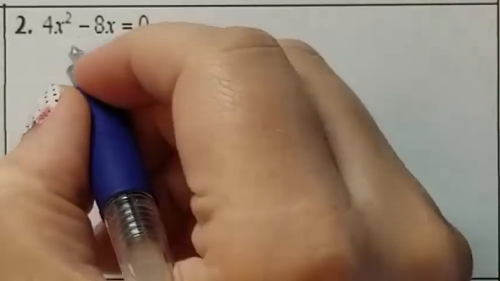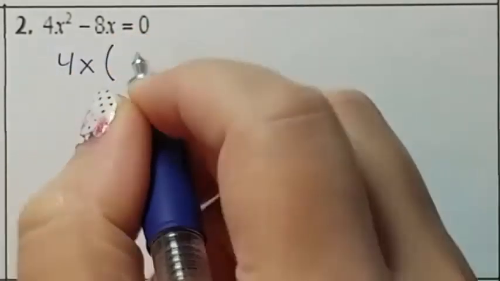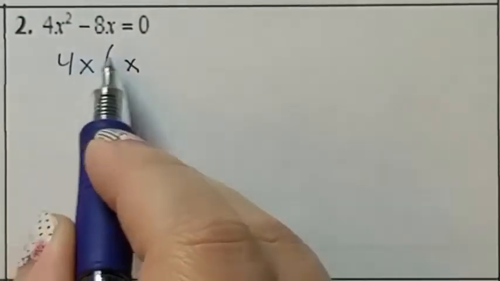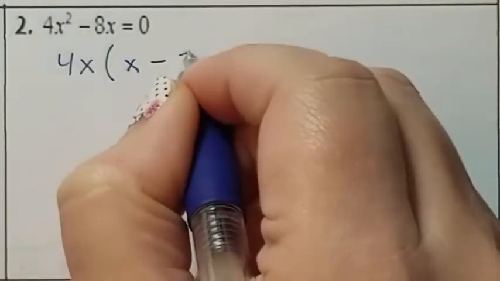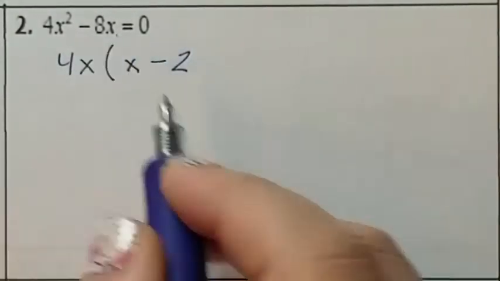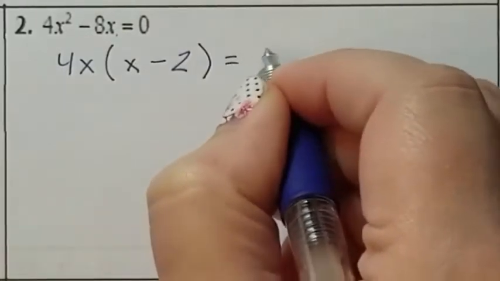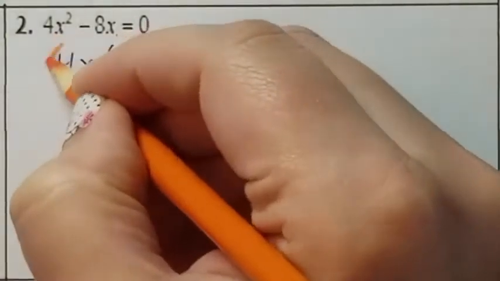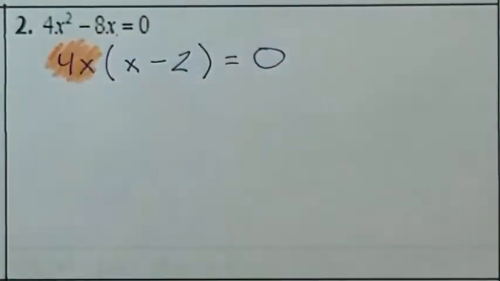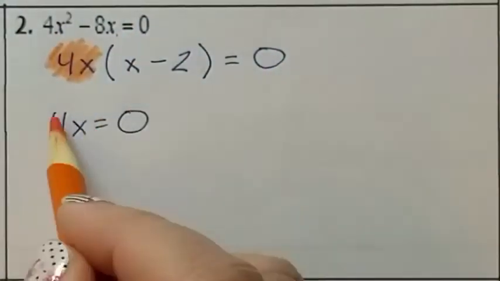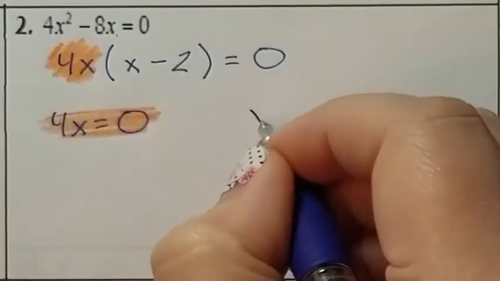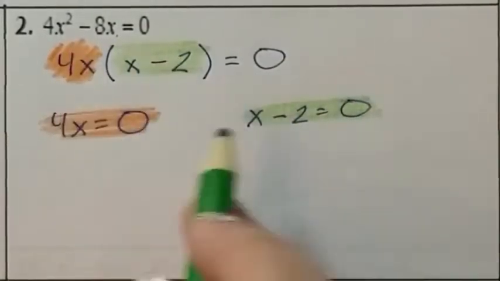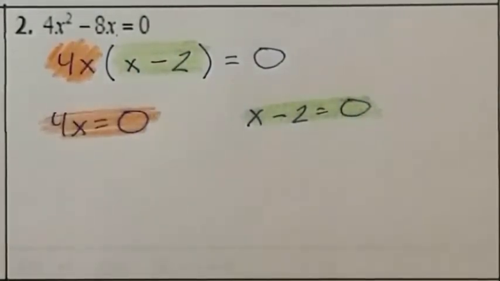The GCF that I see is 4x. So if I factor a 4x out of both of these terms, I get x, because 4x times x is 4x squared, minus 2. 4x times a negative 2 is a minus 8x. This entire thing equals 0. There are two factors. So either this factor is the reason why my problem equals 0, or this factor is the reason why my product equals 0. Two factors means I get two answers, so I need to solve for x for both of them.